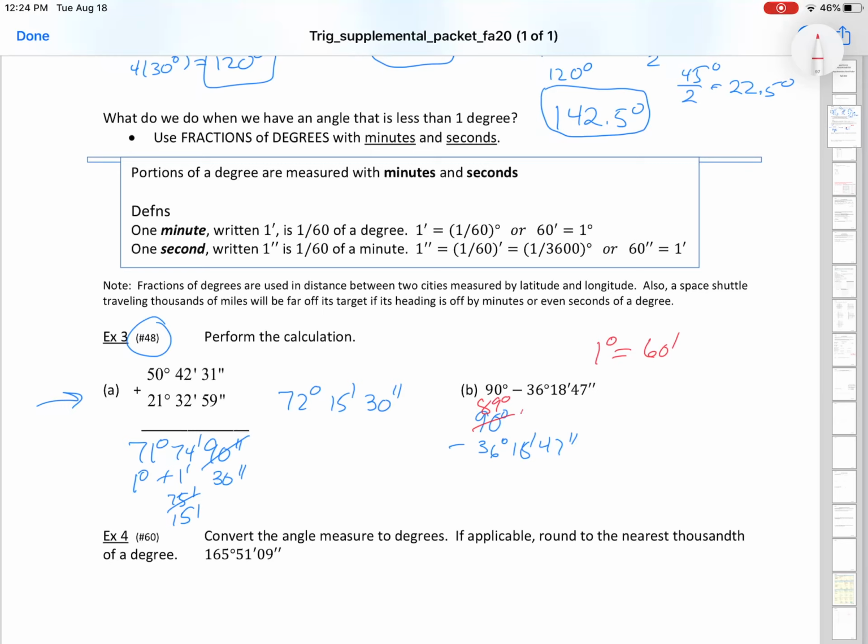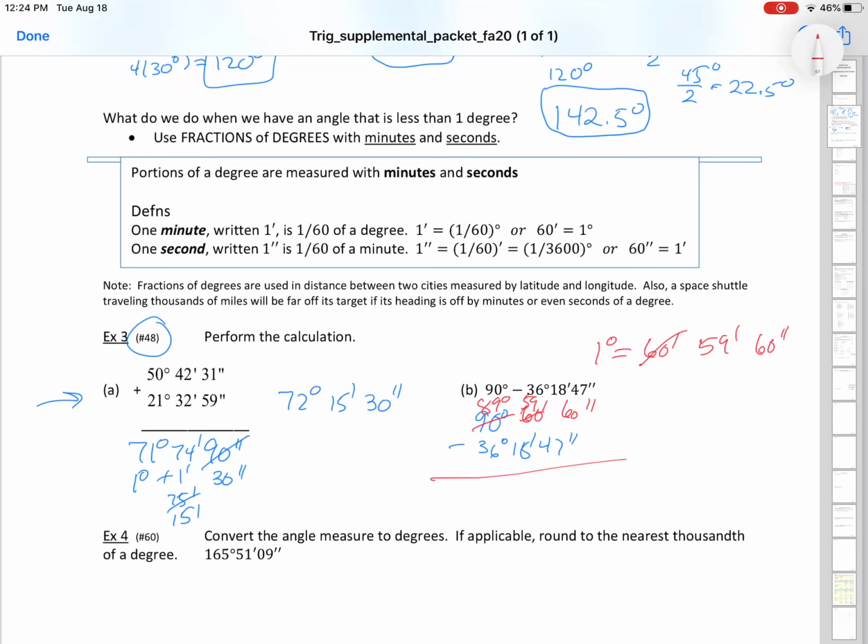So now I have 89 degrees, 60 minutes. Well, that's a problem because I still need to get down to the seconds. So I have to borrow from the 60 minutes and make that 59 minutes. And then what I have is 60 seconds. And so I'm going to change this to a 59 and 60 seconds, and then everything should work out great.